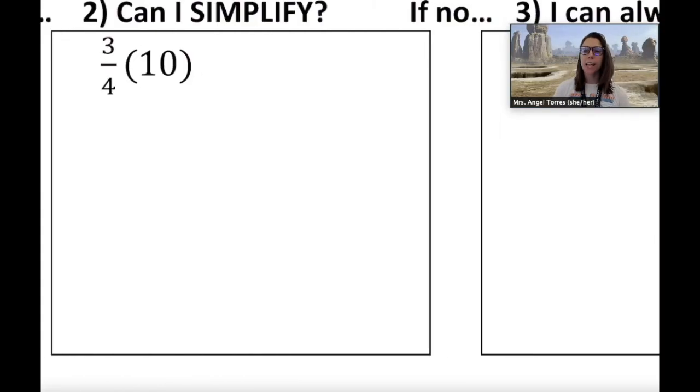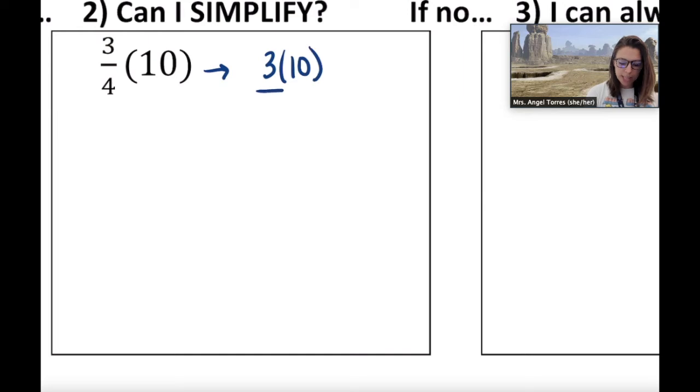Let's take a look at this second example, 3/4 times 10. We're going to start by putting our multiplication in the numerator: 3 times 10 divided by 4. Can I divide here? I know I can't divide 3 by 4, but I also can't divide 10 by 4. So I'm kind of stuck here.